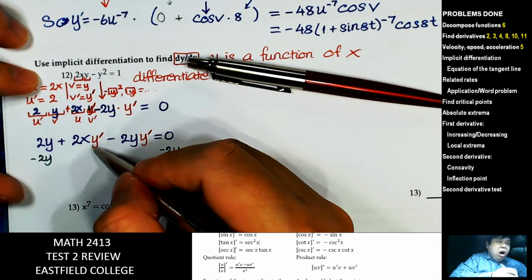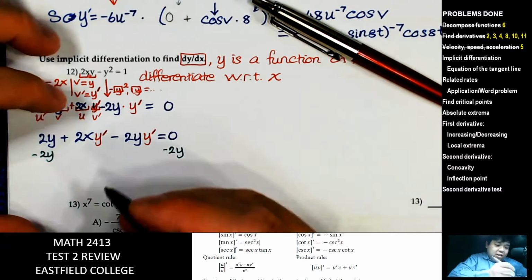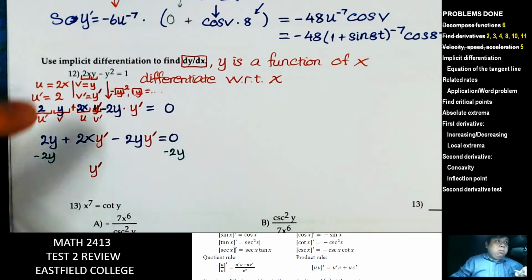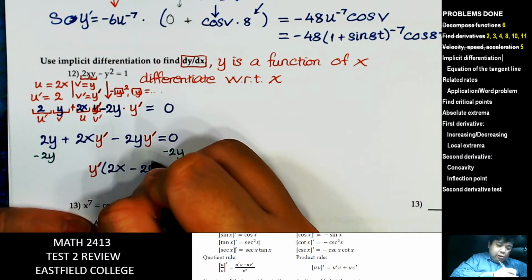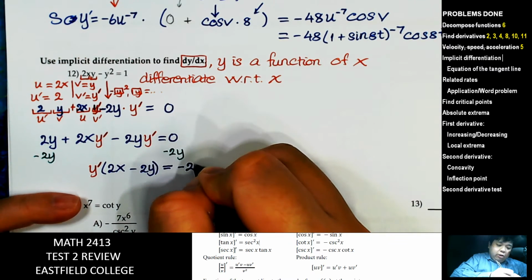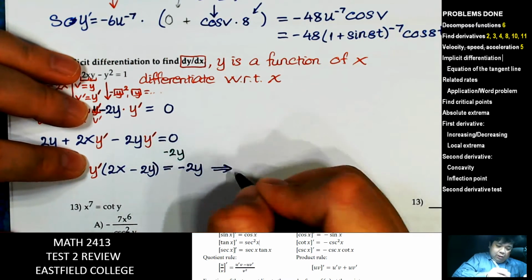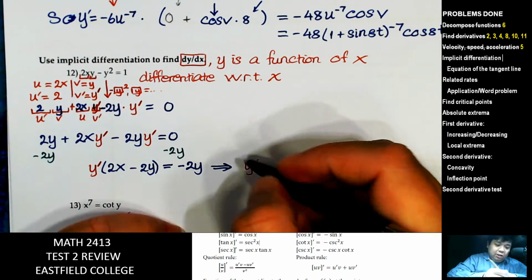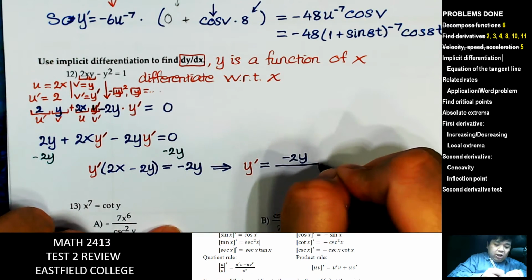I want to write y prime instead of dy over dx because it's more compact. Now both of these have y prime, so we can factor out y prime. And we have negative 2y on the other side. Finally, we solve for y prime. So y prime is equal to negative 2y. We're going to divide by 2x minus 2y.